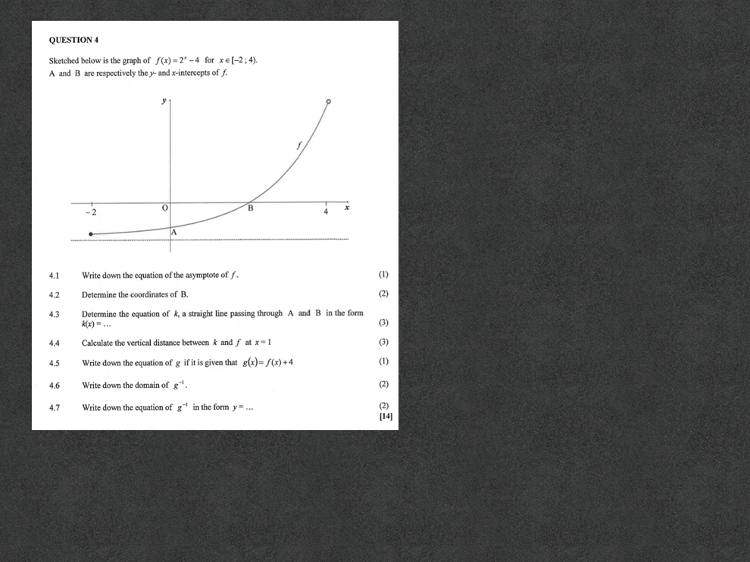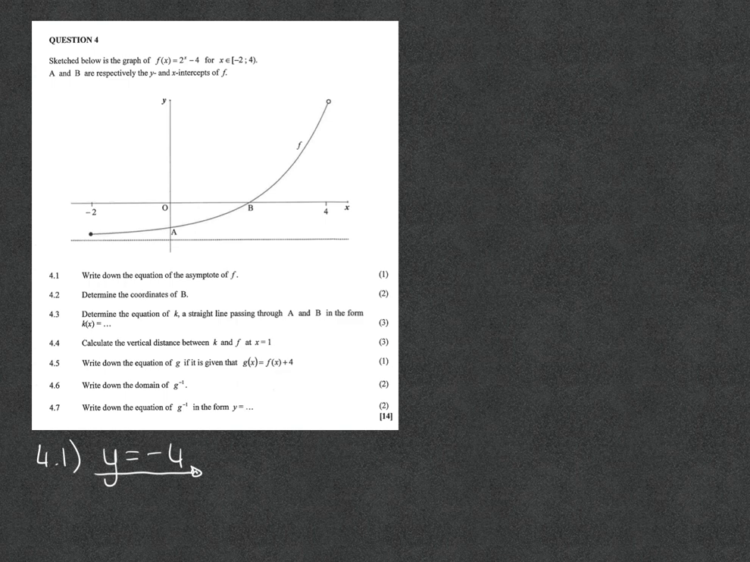A and B are respectively the y and x intercepts of f. So y-intercept A, x-intercept B. First question, 4.1. Write down the equation of the asymptote of f. One marker. The asymptote of f is y equals -4, and we can see that straight from the equation. The q value, or when you plus or minus a value to an exponential graph, you are vertically shifting it up or down, and in this case it has been shifted down by 4, which means the asymptote is at y is equal to -4.